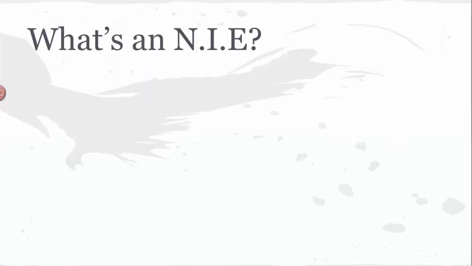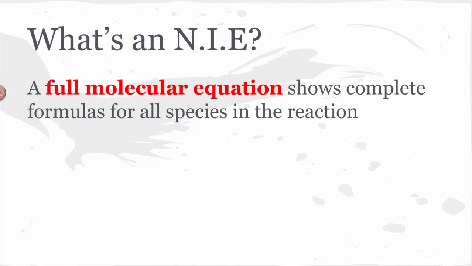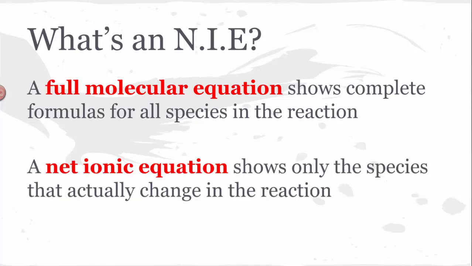So to start with, by way of contrast, what we've been writing are called full molecular equations. A full molecular equation shows complete formulas for all species involved in the reaction. The word species in chemistry means an ion or molecule or element involved in a chemical reaction. So it's a catch-all term for the particles. By contrast, a net ionic equation only shows the species that are actually changing in the reaction.